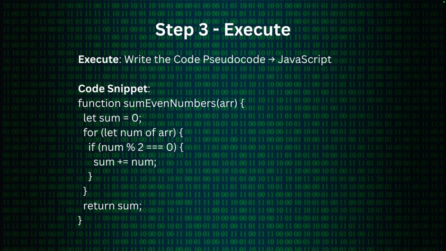Here's the code snippet. It takes in an argument of an array, initializes a sum variable to 0, and loops through the array. If a number is even, we add it to the sum, and at the end, we return the sum. So there's our function. It's straightforward, and it follows our plan.